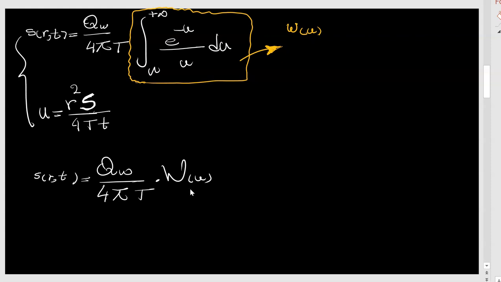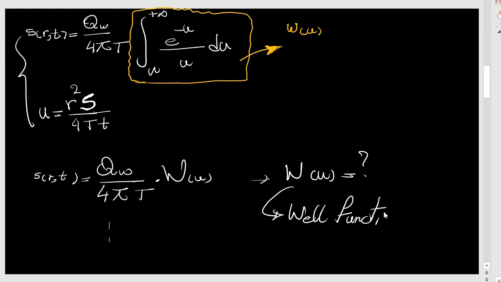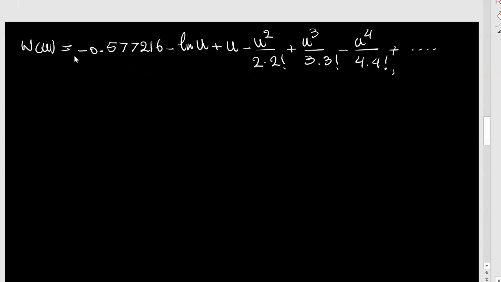Okay, and what is this W(u)? I wrote it in the next slide, where they actually went and calculated the W(u), which you'll see in the next slide. By the way, this function has a name, and in the textbook they call it the well function. It is a very well-known function, at least in groundwater hydraulics textbooks. So the W(u) can be approximated using this formula.